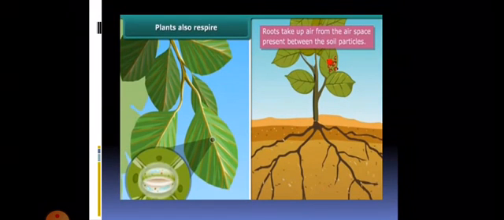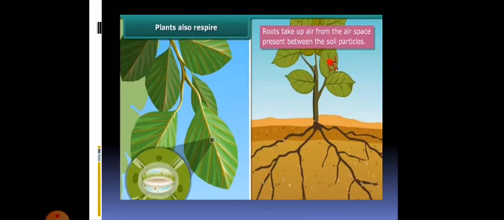Let's know about respiration in plants. Plants also respire just like other living organisms do, because plants also perform various activities like growth, development, arising of new branches, fruits, vegetables, flowers, formation of seed, photosynthesis, and all these activities require energy.